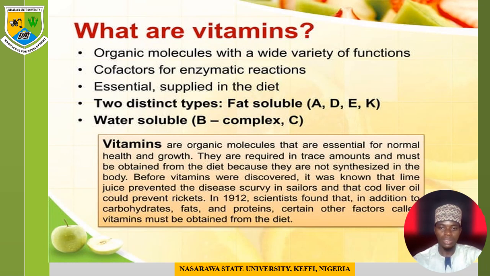Before vitamins were discovered, it was known that lime juice prevents the disease scurvy in sailors, and that cod liver oil could prevent rickets. In 1912, scientists found that in addition to carbohydrate, fat, and protein, certain other factors called vitamins must be obtained from the diet for the proper function of our systems. This is how vitamins were discovered. Initially they were called vital amines because it was assumed that all vitamins contain amines. Later on, when we had fat-soluble and water-soluble vitamins, the E was removed.